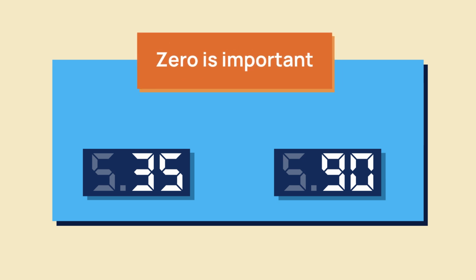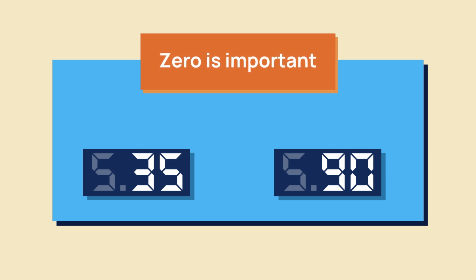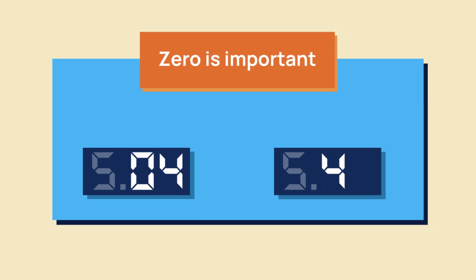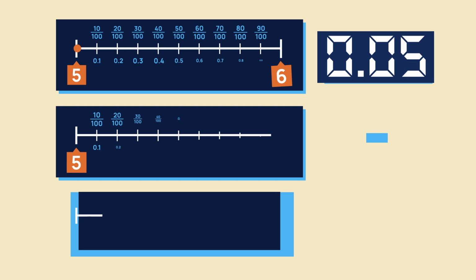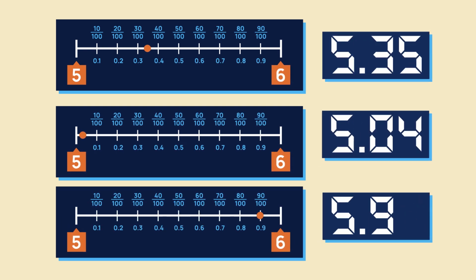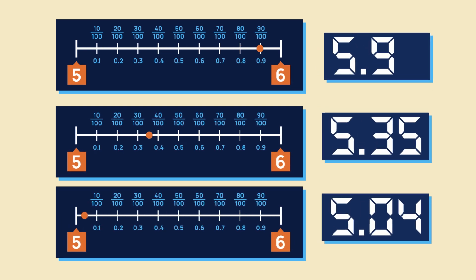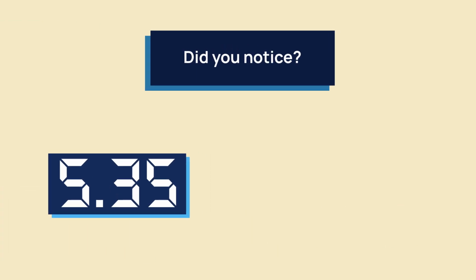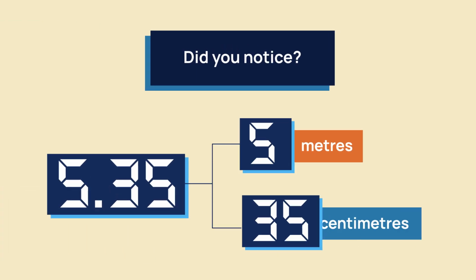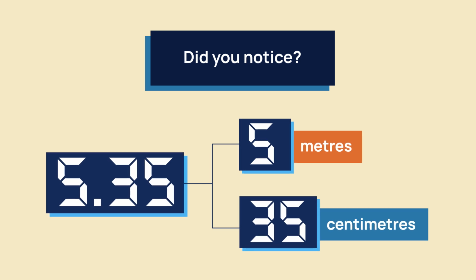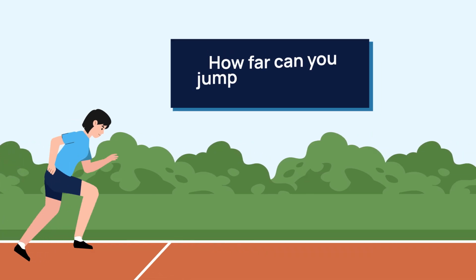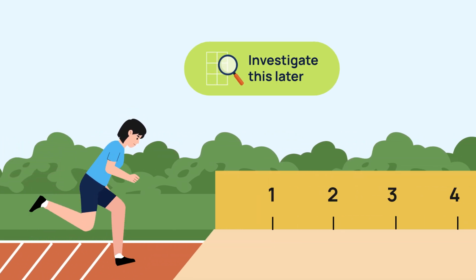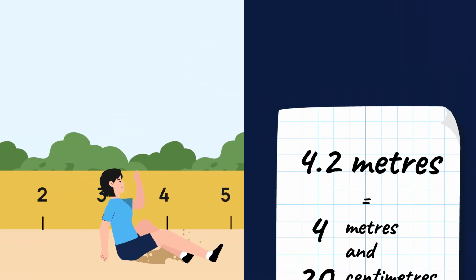0 has an important role. Without the 0, 5 4 hundredths would be 5 4/10. Our number line will reveal the order of jumps. Did you notice that 5 35 hundredths is 5 metres and 35 centimetres? How far can you jump in long jump? Make an estimate in metres and then measure. Try it with a friend.